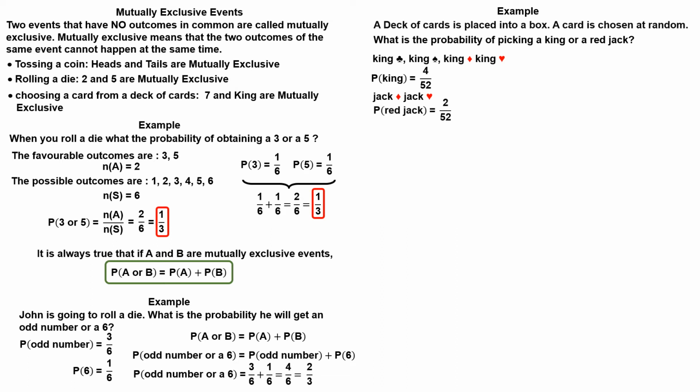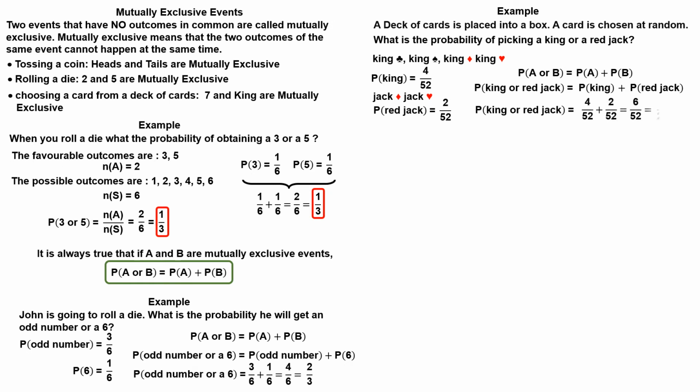The events kings and jacks are mutually exclusive because there is no card that is king and jack at the same time. The probability of getting a king or a red jack is probability of king plus probability of red jack. Four over 52 plus 2 over 52. After simplifying, 3 over 26.